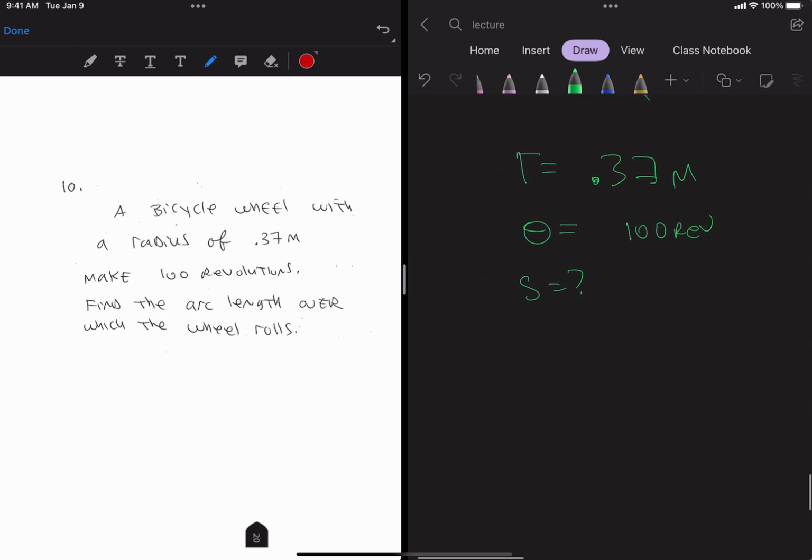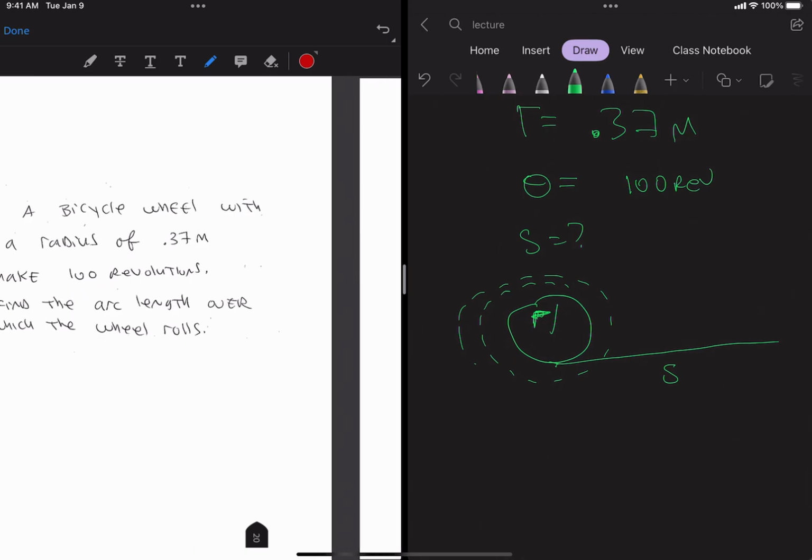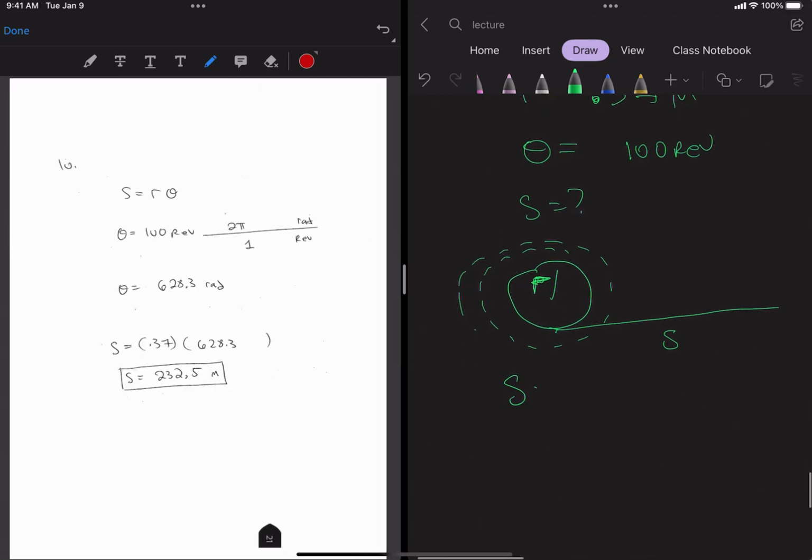So what's happening is that you have a wheel. The wheel has a radius R, and the wheel rotates over 100 revolutions. And as it does, it's going to move along this floor. And you're trying to find the distance that the wheel travels along the floor, or the arc length. And so the equation is going to be arc length is equal to radius times the angle, but the angle has to be in radians.